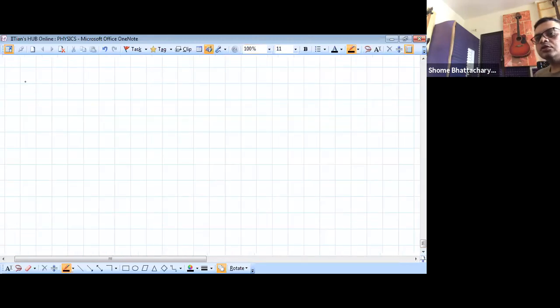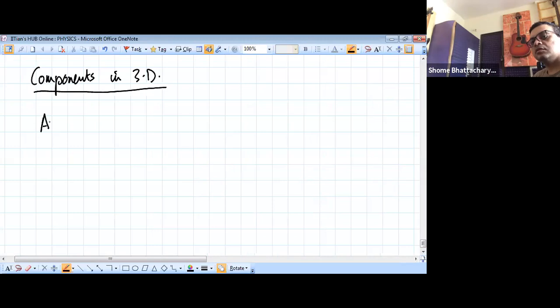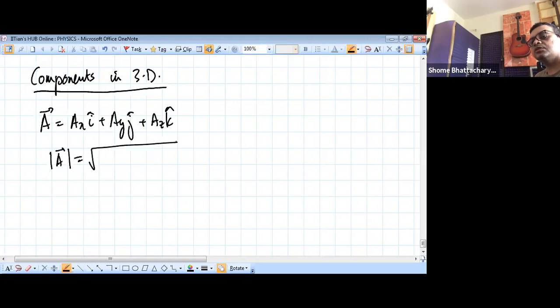So coming back to components in 3 dimensions. Okay. So we had seen last time that we have a vector with 3 components like this. Then the magnitude of that vector becomes this. So let us start with some applications of this.